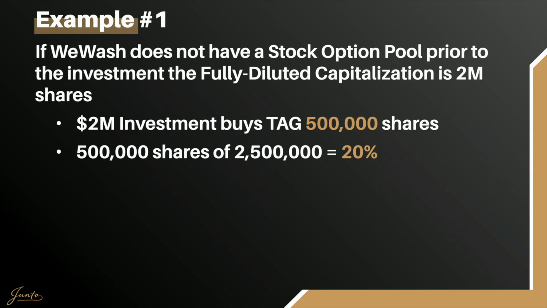So let's take a look at an example here. If WeWash does not have a stock option pool prior to the investment, the fully diluted capitalization is 2 million shares. Remember, Adam and Betty each own 1 million shares. There's no stock option pool, so the $2 million investment buys Tag 500,000 shares. The 500,000 shares of the now total 2.5 million shares, being 2 million owned by Adam and Betty and 500,000 owned by Tag, is 20% of the company.